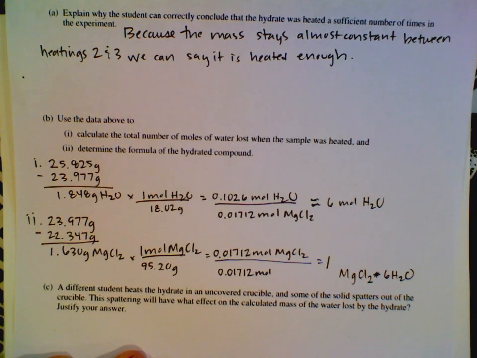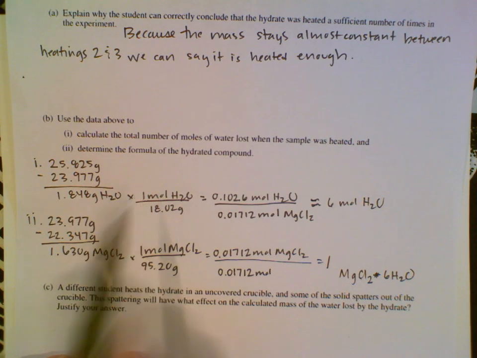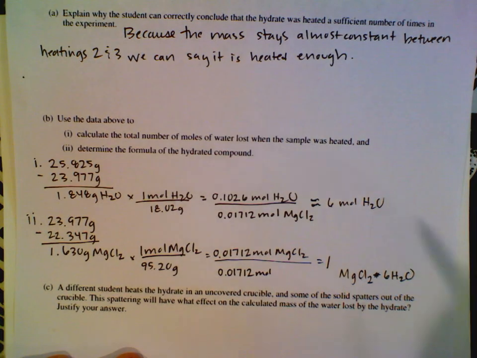Okay? Scoring on this, you'd earn 1 point for getting the number of moles of water, 1 point for figuring out the moles of MgCl2, and 1 point for showing work to get the correct formula. All right.